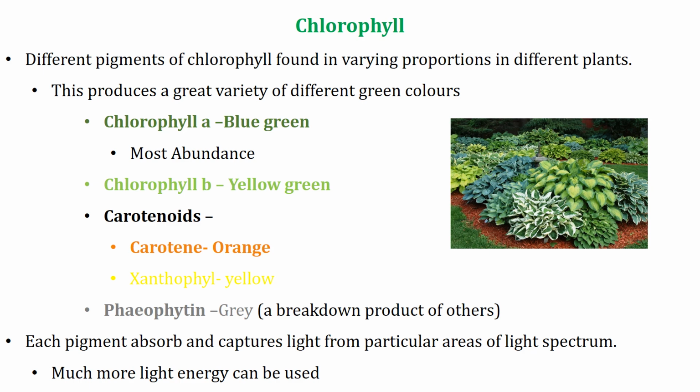Here are the key pigments. Chlorophyll A, blue-green, most abundant. Chlorophyll B, yellow-green. Carotenoids include carotene, orange, xanthophyll, yellow, and phaeophytin, gray, a breakdown product. Each absorbs light from different parts of the spectrum, so more light can be used.